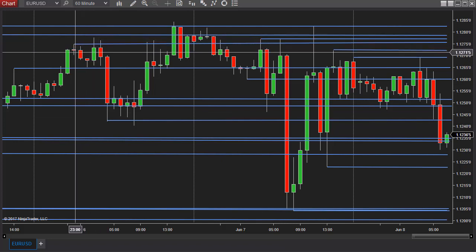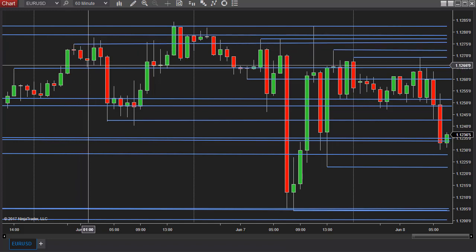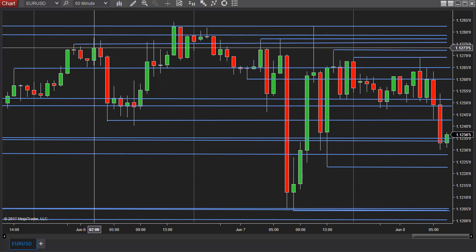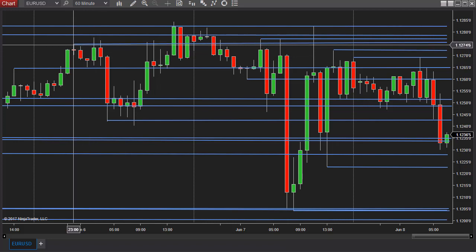And what you're looking for is when it makes a high and it retraces and it goes back to the high, it should exceed that high if you're in an uptrend. Okay? If it does not, that means it's going to go down and it's going to test the prior support level.